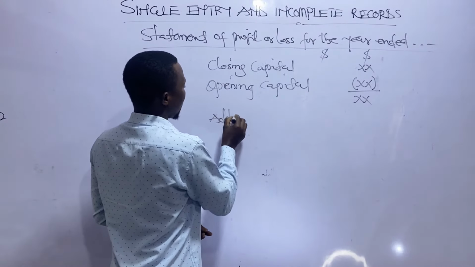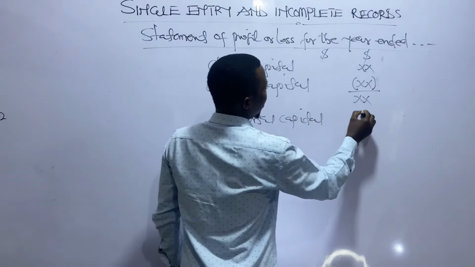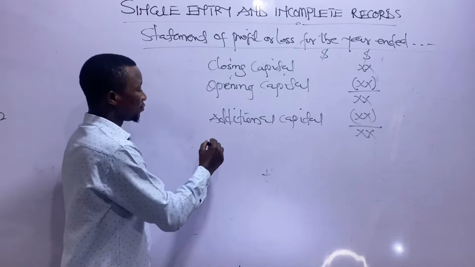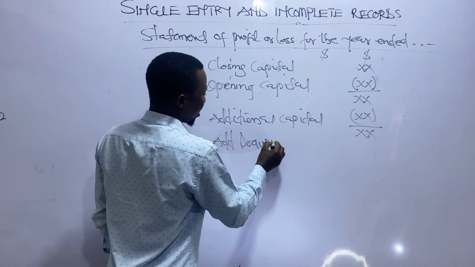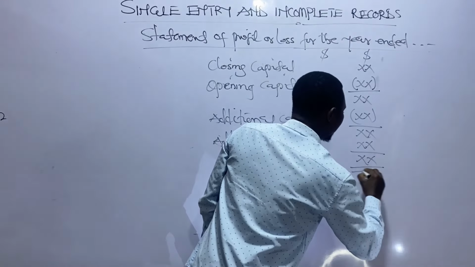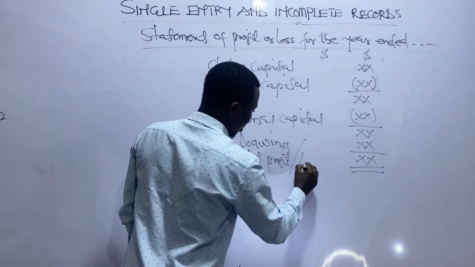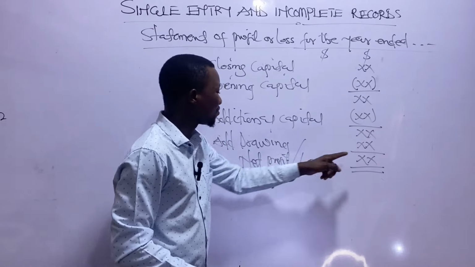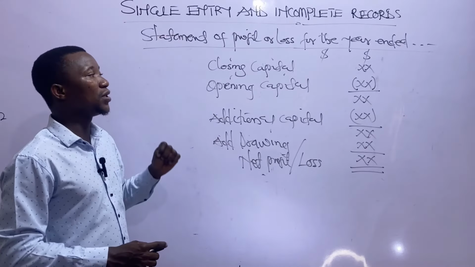So if there is additional capital that has been introduced, or further capital, then we have to subtract that as well. Good. Then if there is drawings, we have to add it. If the owner has withdrawn part of the capital for his or her personal use, we have to add. Then by adding, this particular figure now becomes the net profit or loss. If this particular answer is positive, then it is a net profit. If it is negative, then it becomes a net loss. So basically, this is how we estimate profit or loss from a single entry and incomplete records.